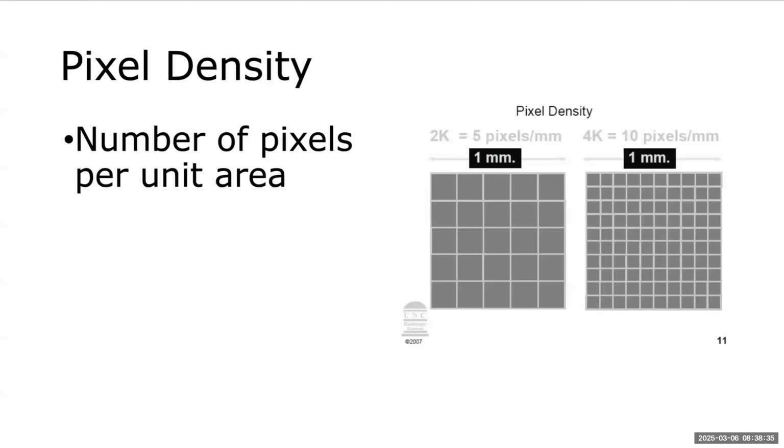Pixel density is referring to the number of pixels per unit of area. So in the picture on the left, you can see that there's only 5 pixels per millimeter. In the picture on the right, there are 10 pixels per millimeter. So we would say that the pixel density is greater in the image on the right. And when the pixel density is greater, that means the pixel size is smaller, as you can see in this illustration.